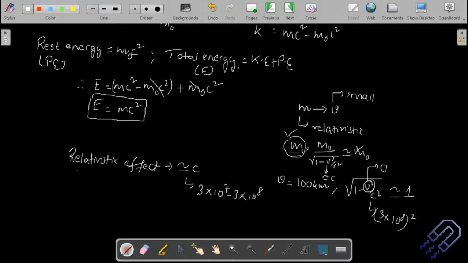Based on this relativistic effect, a new field of physics has also come up. This is a different branch altogether. We don't have much in the syllabus here in India, but people are actually studying this. This is relativistic quantum mechanics. So our next unit is actually based on quantum mechanics.